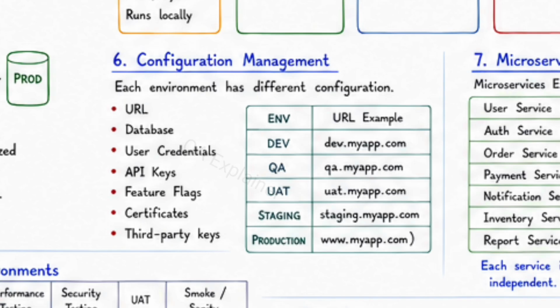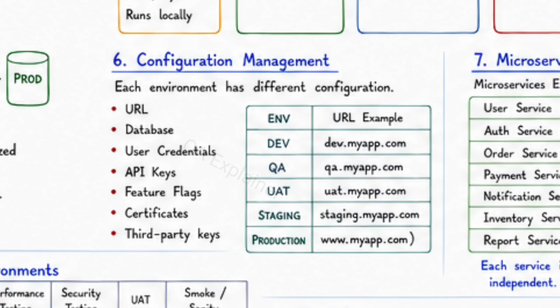Now comes configuration management. Every environment has its own different configuration, like URLs, database, user credentials, API keys, feature flags, certificates, third-party keys; everything in the configuration is different. Suppose in the dev environment we have a different domain like dev.myapp.com, and in QA we have qa.myapp.com. Sometimes the .com domain is not available, so we use different domains like .in or .net. Sometimes we don't have a domain itself, we directly hit the IP address and test it.